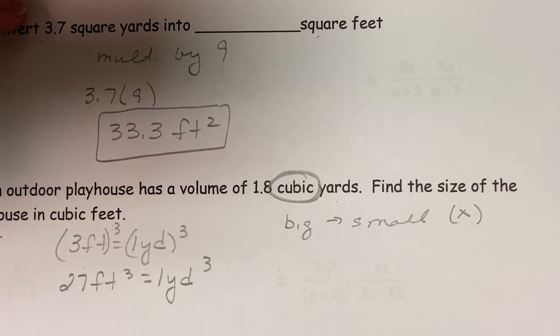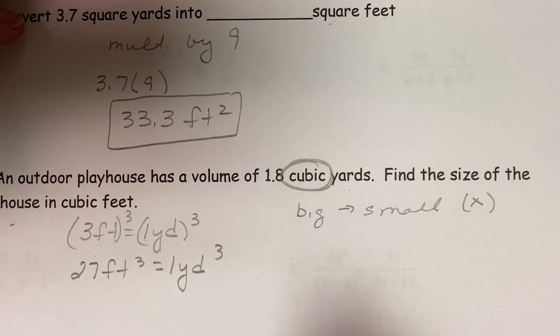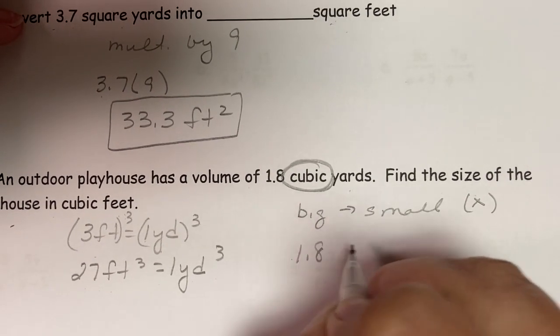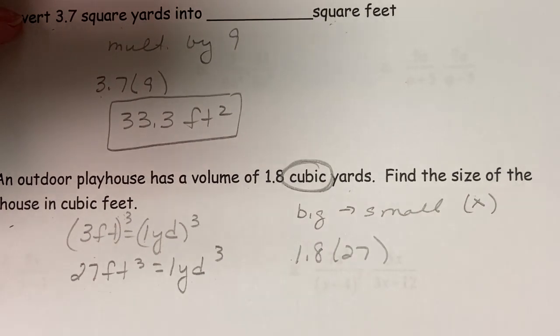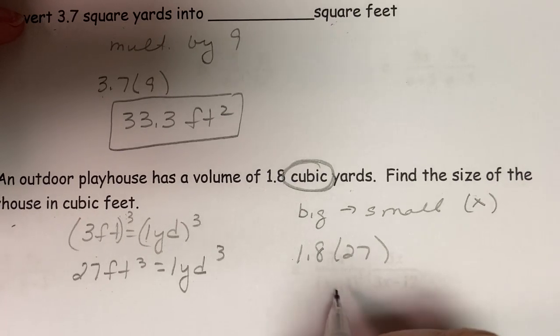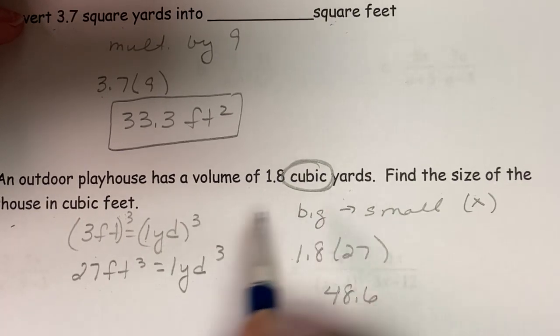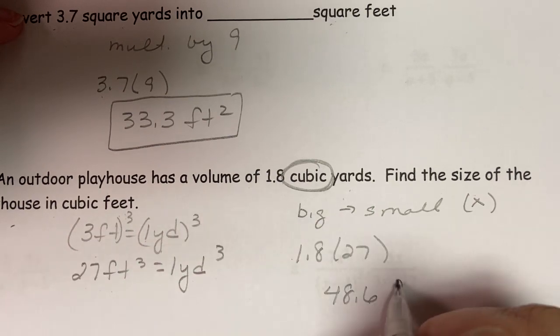And in this case, I'm not going to multiply by 9. I'm going to multiply by 27. So I'm going to take 1.8 and multiply by 27. I'm going to get 48.6. Now I'm changing cubic yards to cubic feet.